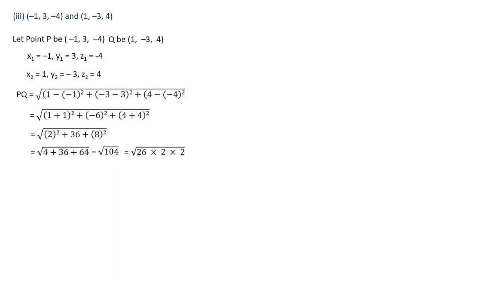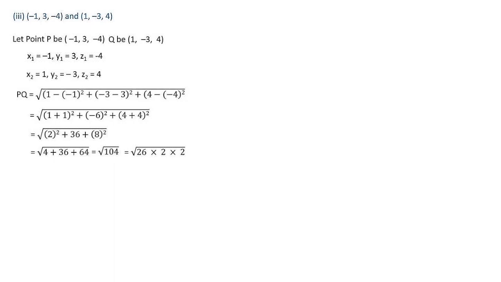Something we can do here. So 104 we can split as root of 26 into 2 into 2. 26 also, of course, we can move further, but there is no use. That's why we are just keeping 26 as it is. In these two 2's, one 2 we can take out. So whenever we get a square number, you can stop the factorization. Okay. Then if you want, I will show you how it is done.